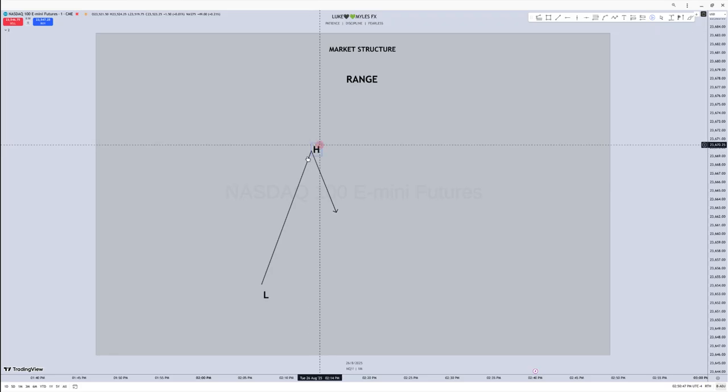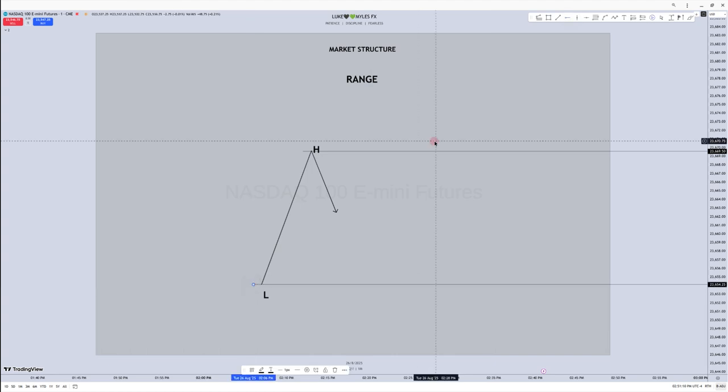So from this high to this low, that is my dealing range. This high right here, if I come and mark out that high as a solid line, and mark out this low also as a solid line, this is my dealing range. You understand? That is my dealing range.